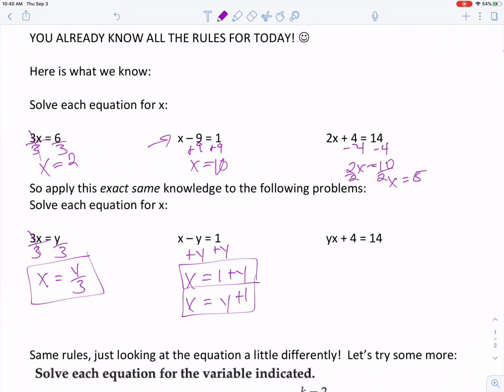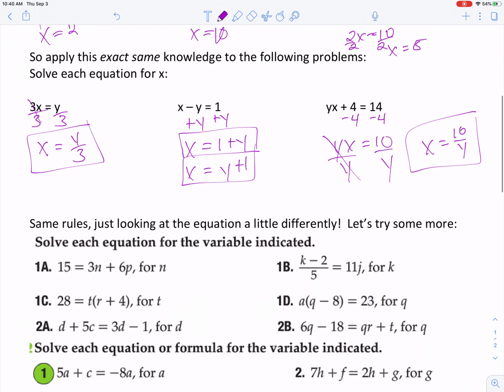Now get rid of that y. Since the y is being multiplied to the x, I'm going to divide it away. x equals 10 divided by y. That's all we're doing today. Let's do some more complicated ones.